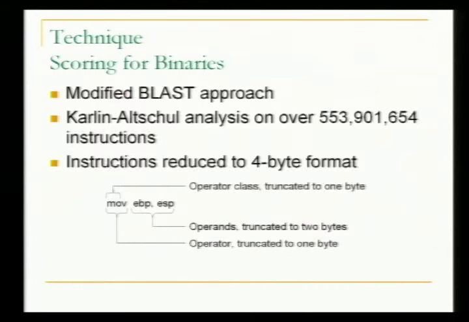And then I went and truncated the operator to one byte, and then had the operands to two bytes. So this is kind of making the assumption that in a system, the operands are the most likely to change. And I think this is a fairly safe assumption to make in the x86 system. So what can we do with all this?